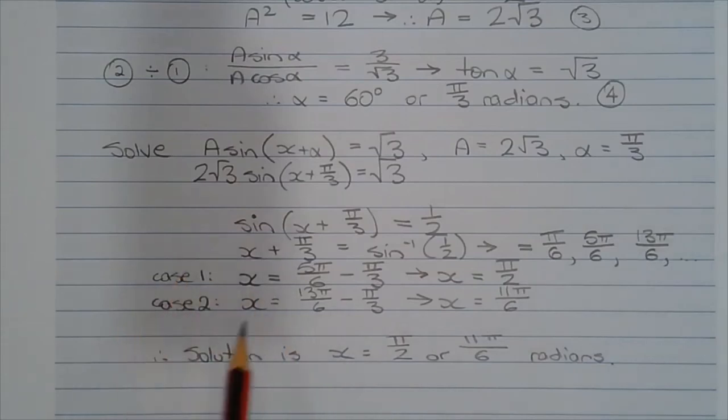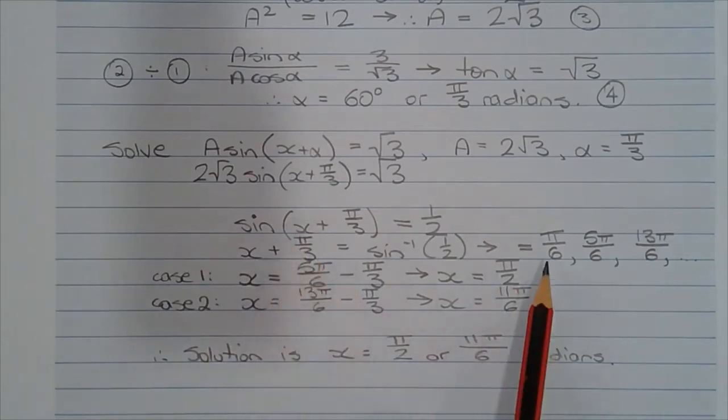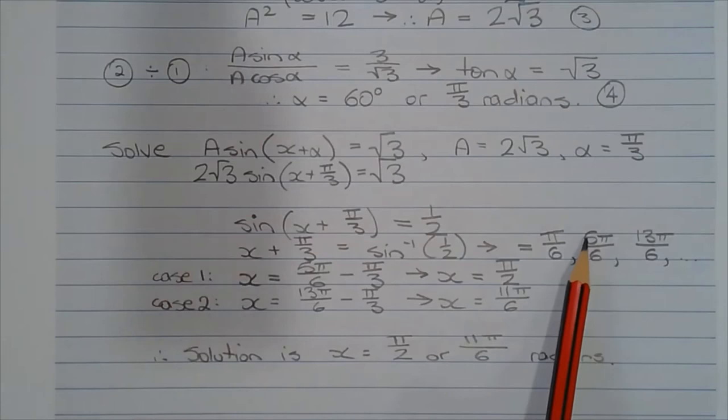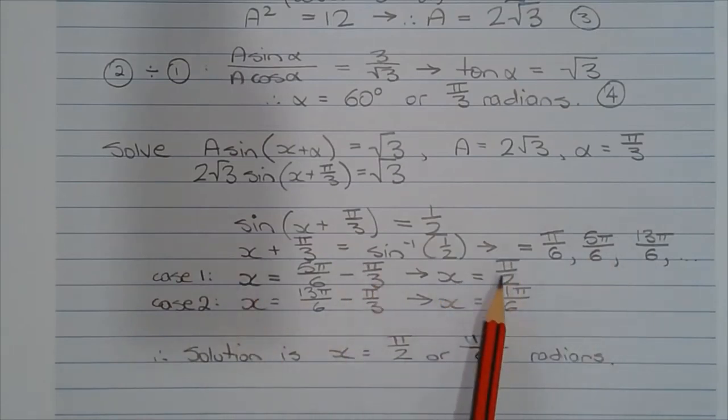And this gives rise to two cases, since we're only working in the interval x greater than or equal to 0 and less than or equal to 2 pi. So pi over 3 needs to be subtracted from these values such that the value of x is in the interval that I just stated. So case 1, we can take 5 pi over 6 and subtract pi over 3 from that to make x the subject of the formula, and we get the value of x equal to pi over 2. And case number 2, x is equal to 13 pi over 6 minus pi over 3, and x equals 11 pi over 6. So therefore, the solution is x equals pi over 2 or 11 pi over 6 radians.